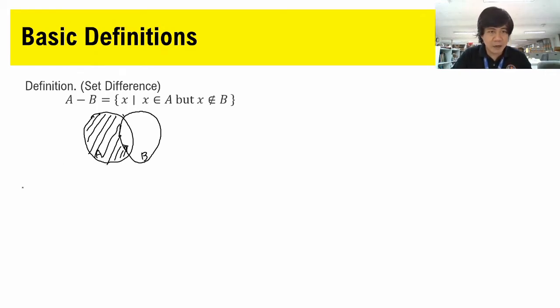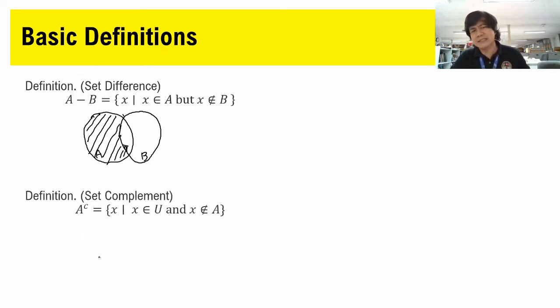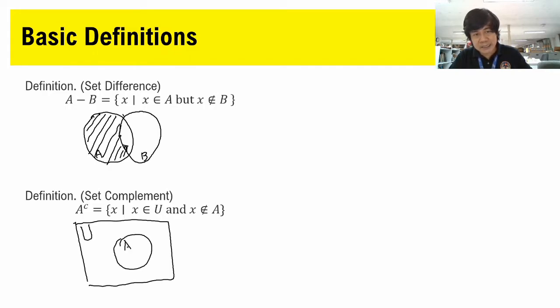Okay, how about set complement? But at this time, we look at where this set subscribes into or is covered by. So let us consider a universal set U where the set A belongs. So it must belong to a universal set U, but not to the set A. So therefore, you can shade this portion of your universal set.